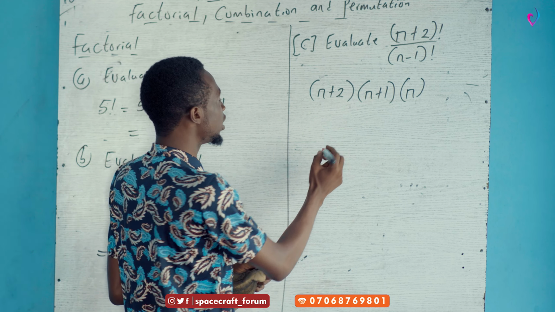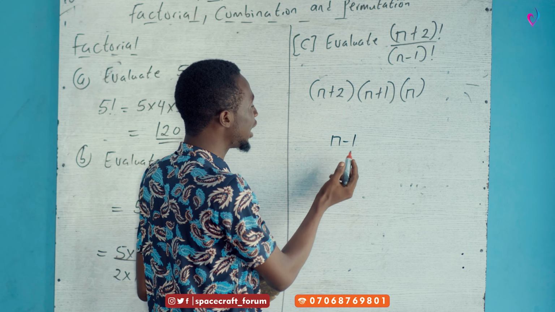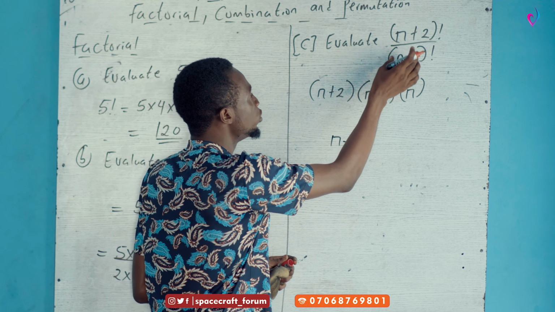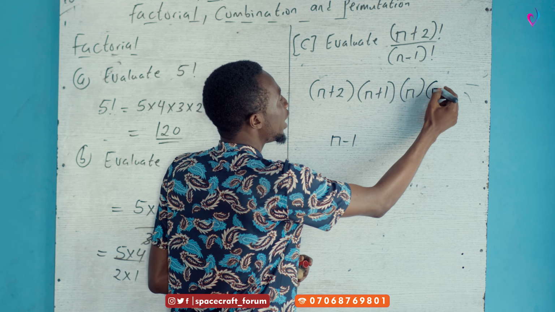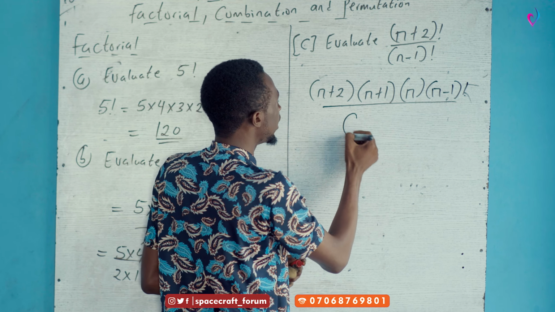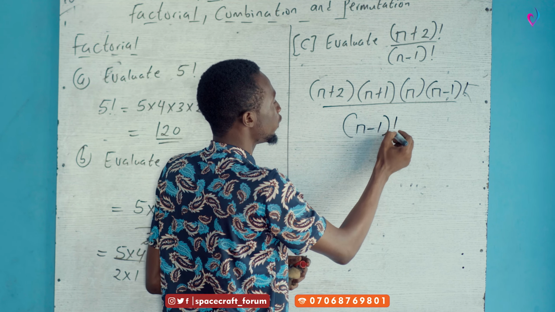So the next step is n minus 1. You can see that this n minus 1 is also equal to n minus 1 here. So I'm going to stop reducing it here, which is n minus 1 factorial, then divided by n minus 1 factorial.